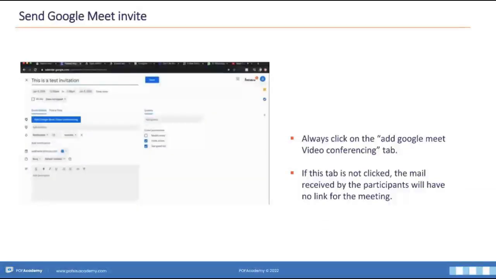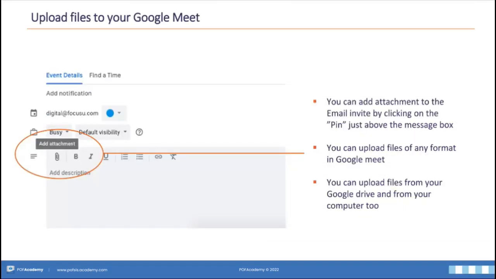Always click on the Add Google Meet Video Conferencing tab. If this tab is not clicked, the mail received by the participants will have no link for the meeting. You can add an attachment to the email invite by clicking on the pin just above the message box. You can upload files of any format in Google Meet. You can upload files from your Google Drive and from your computer too.